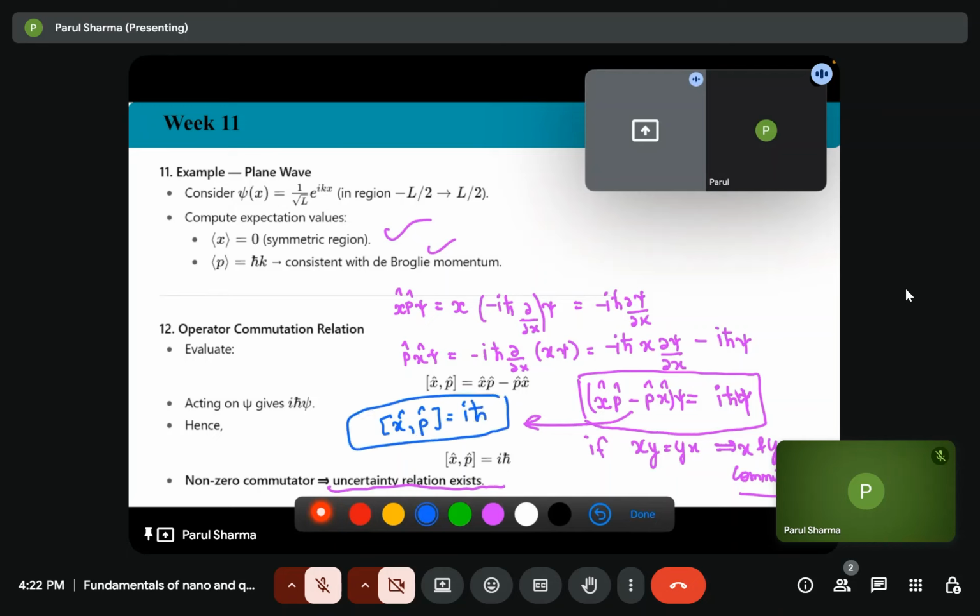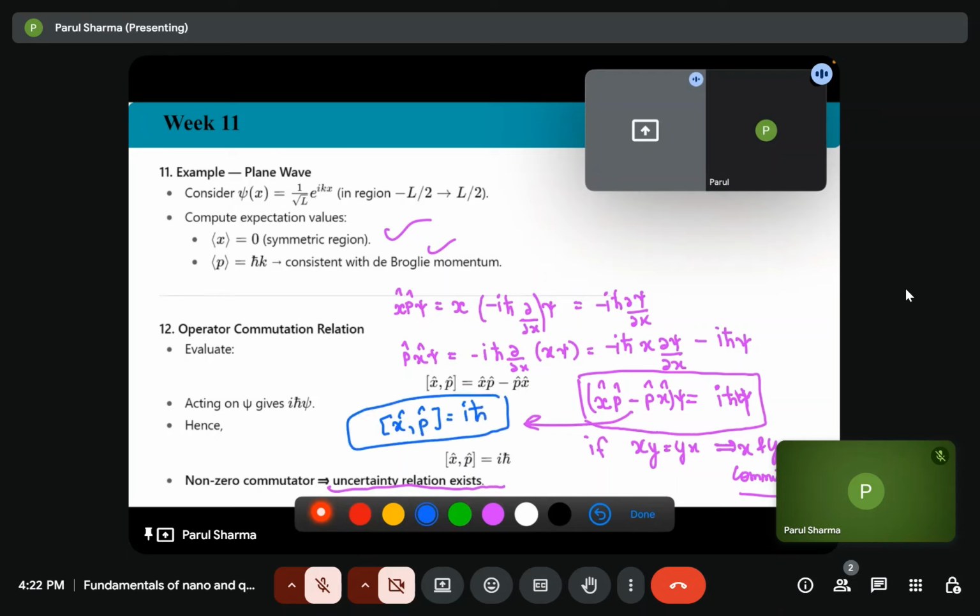Next is the Hamiltonian. So we introduce operators in quantum mechanics, and what is the Hamiltonian for a quantum harmonic oscillator? It is p square by 2m plus half m omega square x square. Now our goal is to find the eigenvalues and eigenfunctions of the harmonic oscillator.